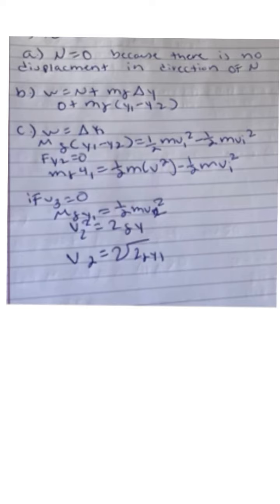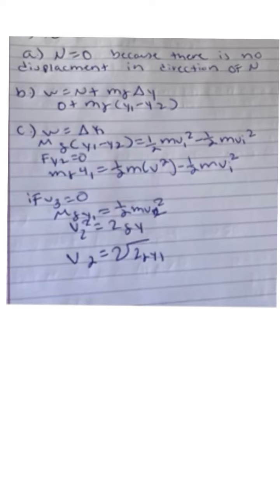So in part B, it's asking what is the work done by the weight. So we know that the work for the weight is always going to be the same. So we're going to use the equation that is going to be mg times (y1 minus y2). And we know it's going to be a 0. So it's going to be 0 plus mg times (y1 minus y2) for part B for the weight.